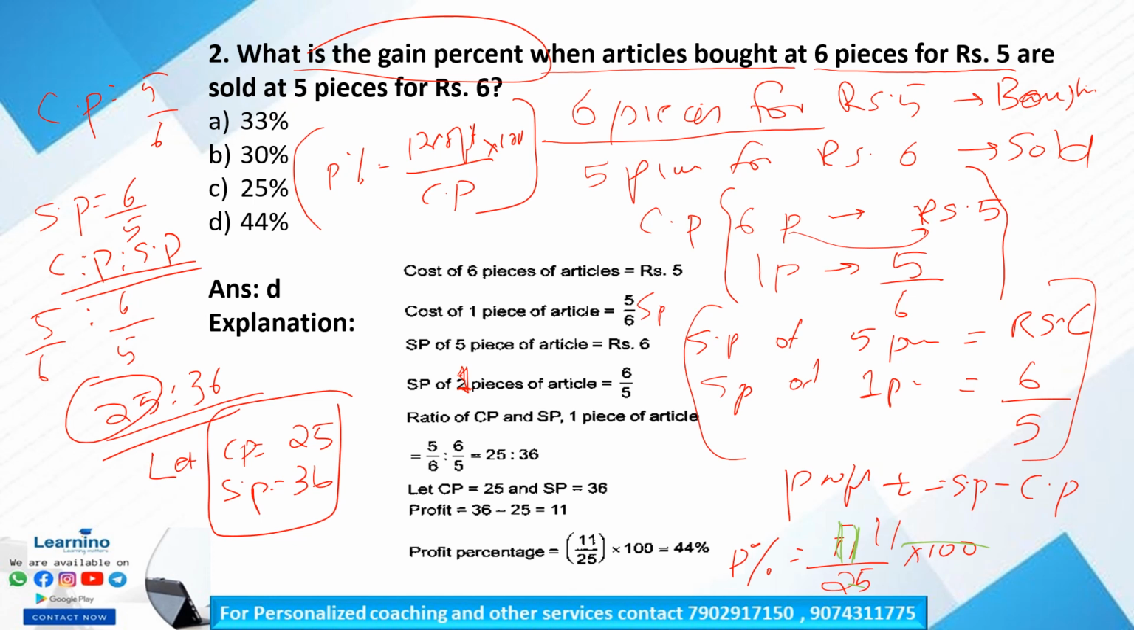By cancelling each other, we will get what? 25 into 4 is 100. So 4 into 11 is 44 percent. So option D is our correct answer. That is, profit percentage or gain percentage is 44 percent. Option D. Okay, so next question.